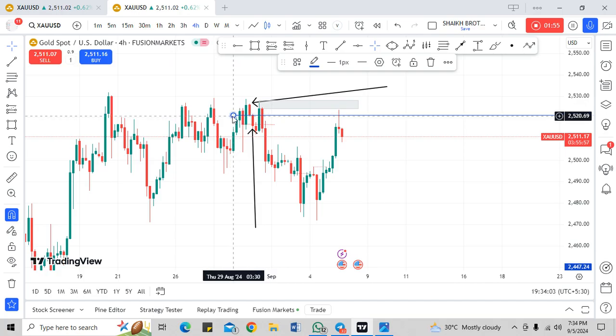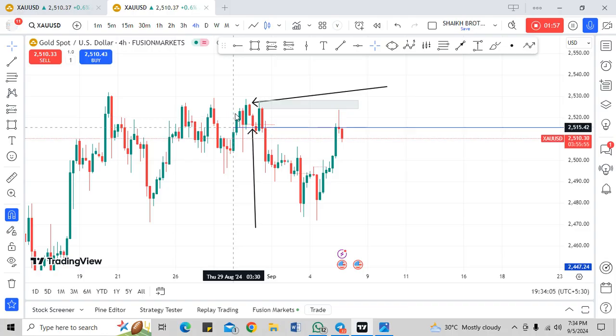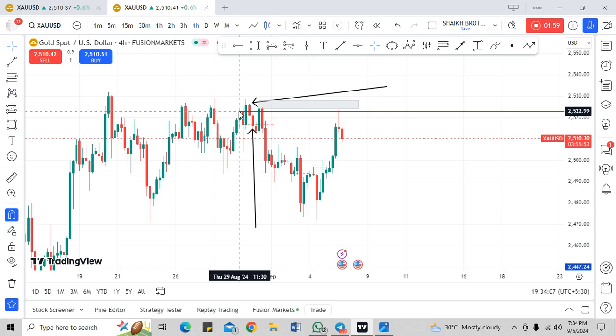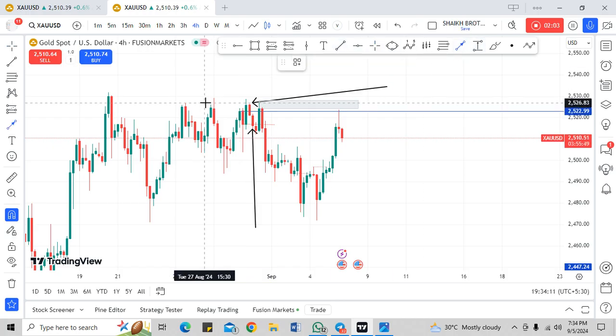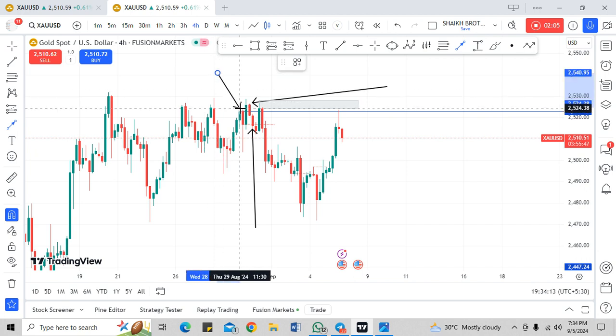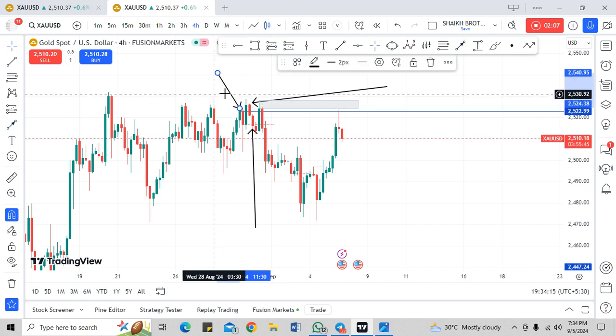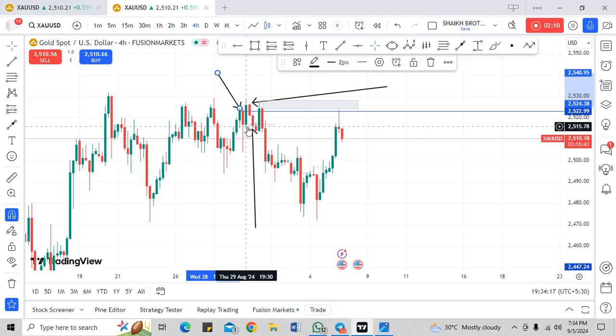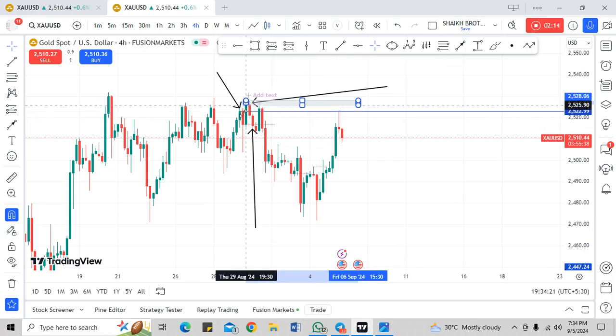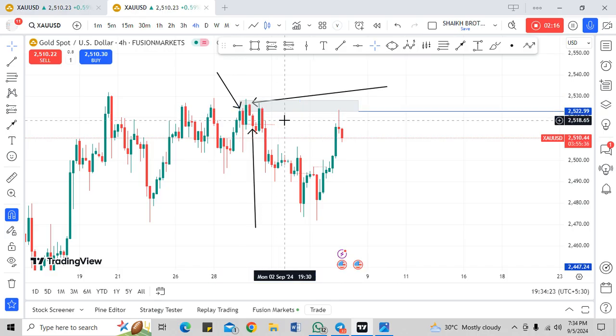So we will move slide refinement. So see, here is a QML, because I will prefer QML. Mostly I will prefer QML because this is SL hunting break of structure. So you can see price touch QML level and boom.